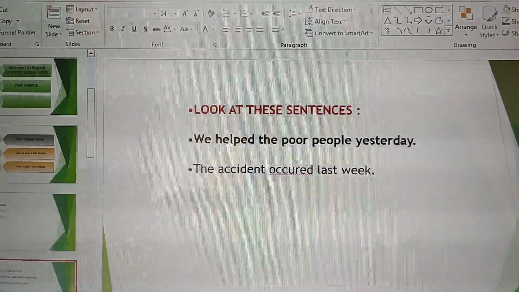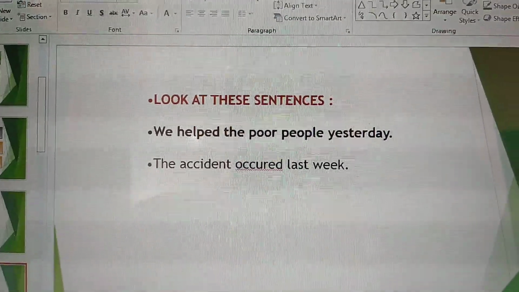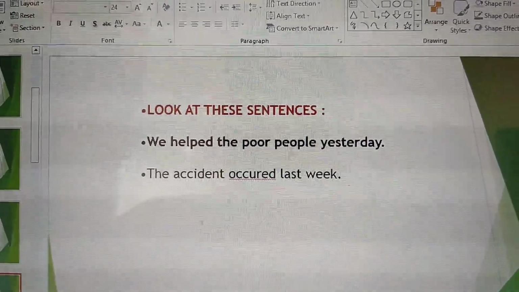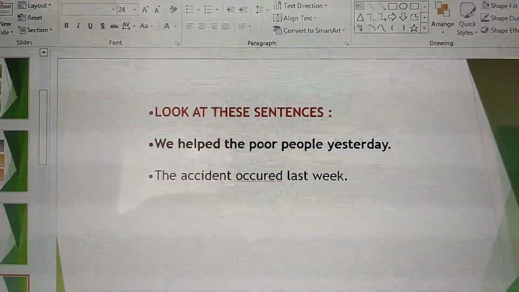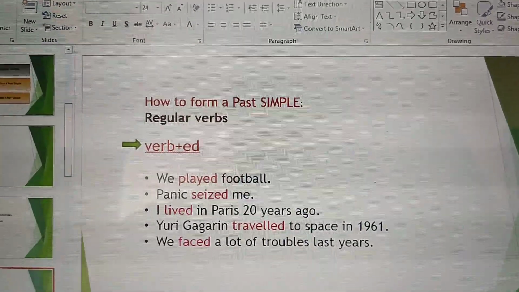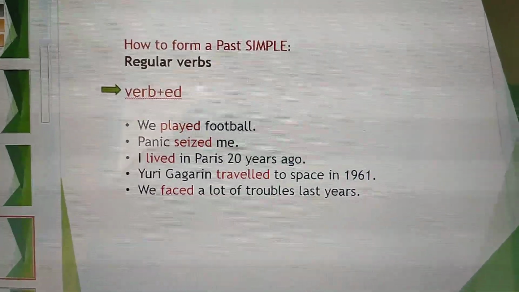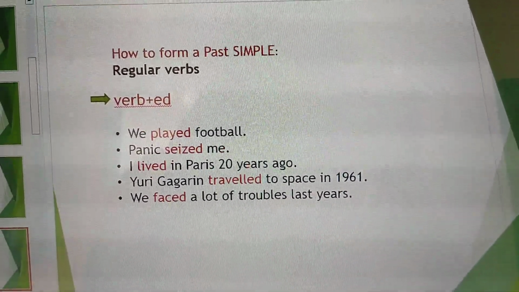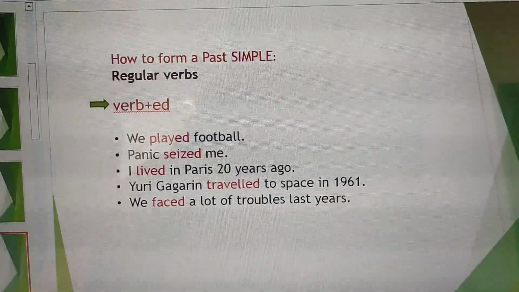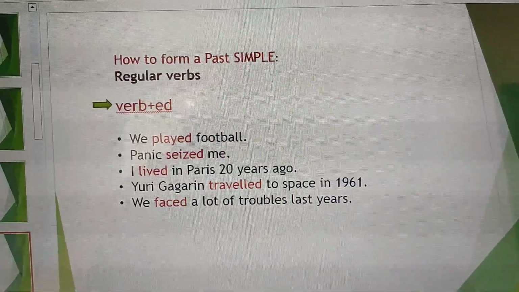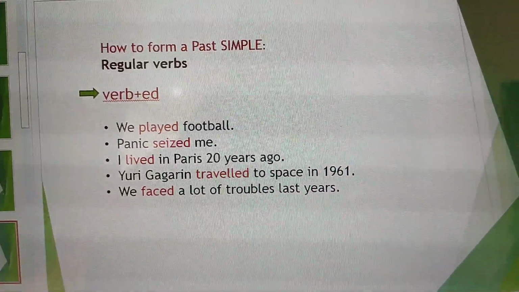We helped the poor people yesterday. The accident occurred last week. Both these sentences are in the past simple tense. How to form a past simple? For the regular verbs, we simply use the infinitive form of the verb and add ed after the verb.